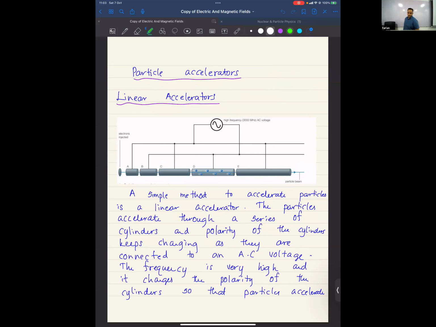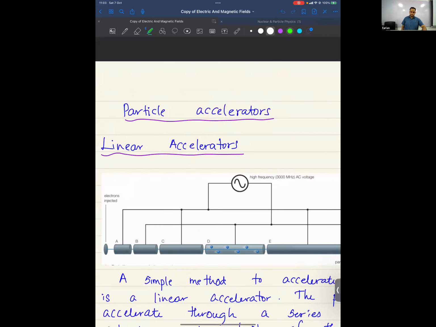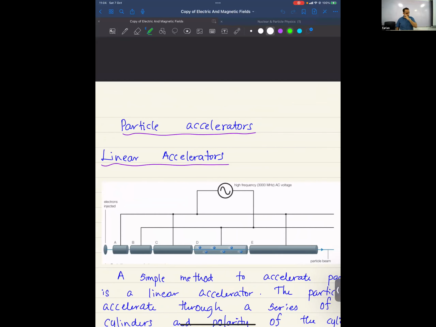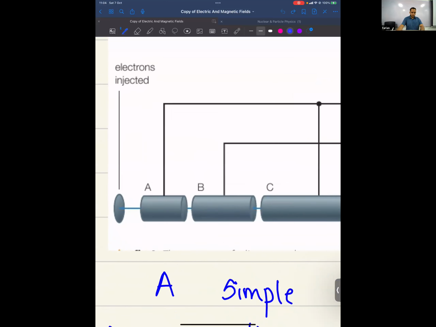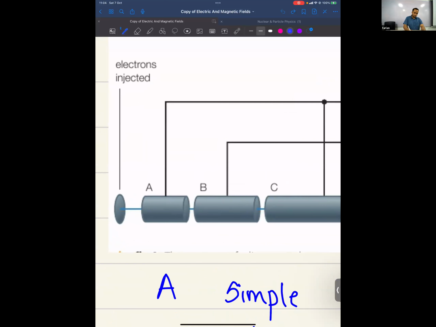Okay, so particle accelerator. Now look at this diagram. This is part of a linear particle accelerator. From the left corner, what you see is the electrons injected into this first cylinder. So guys, electrons are negatively charged. If you want the electrons to get attracted towards this one, this cylinder should be at a positive voltage. Am I right? And the electrons will go through this, accelerate, and go through this.